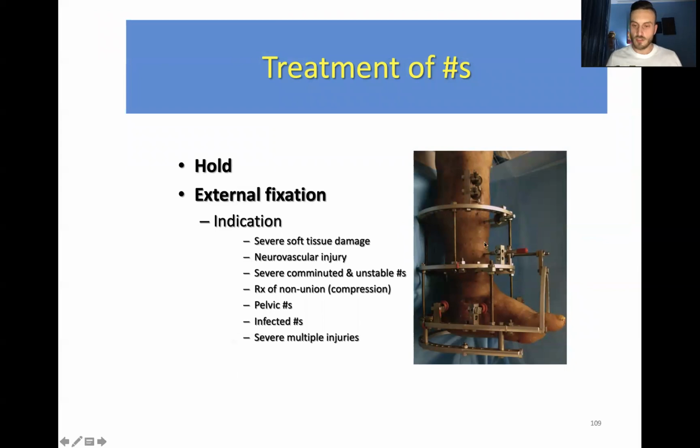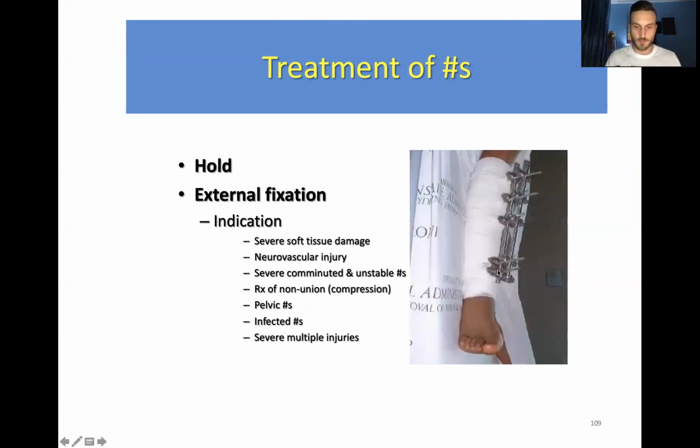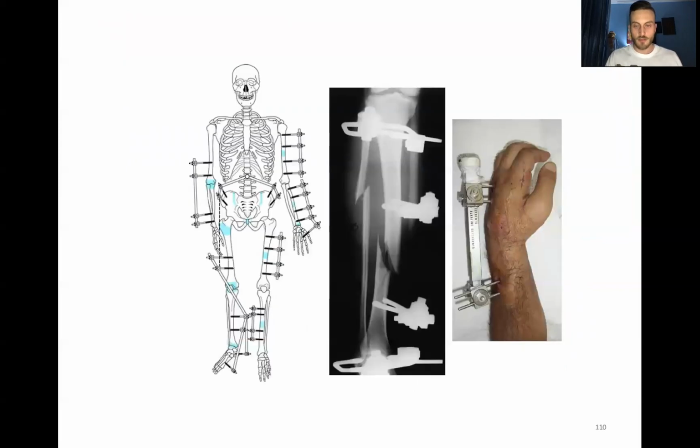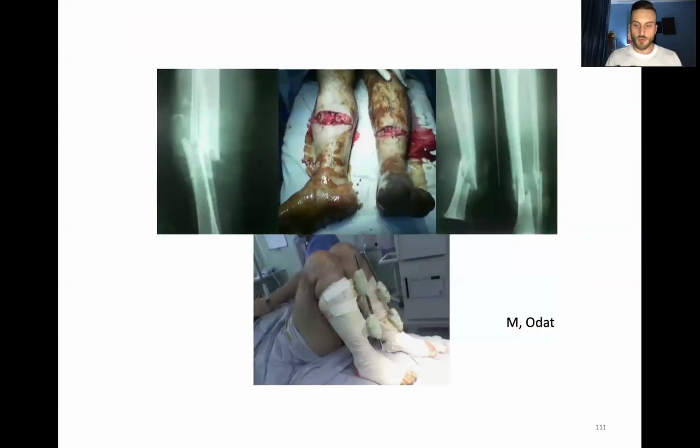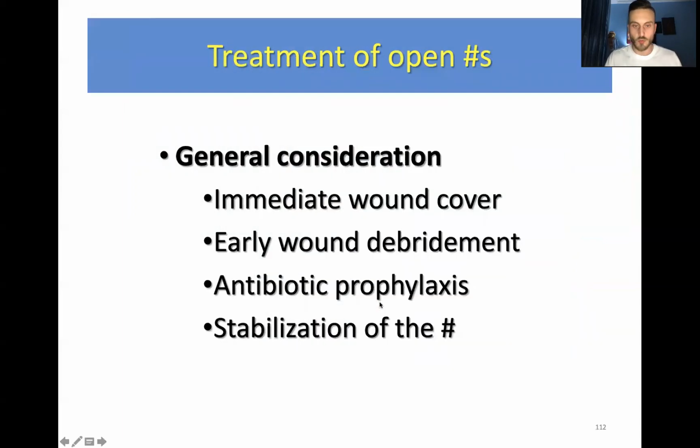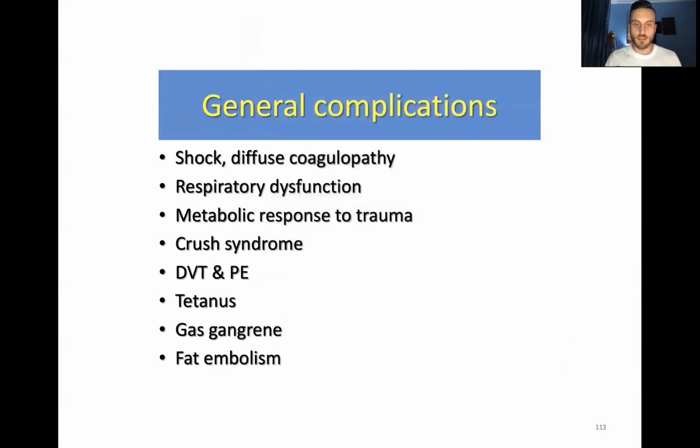This is an external fixator, one type of the external fixator. It's called the Elizarov fixator. A lot of external fixators can be used all over the body. This is one type of the fixators that was used in King Hussein Medical Center a long time ago. So for open fractures, immediate wound care: early wound debridement, antibiotic, and stabilization.